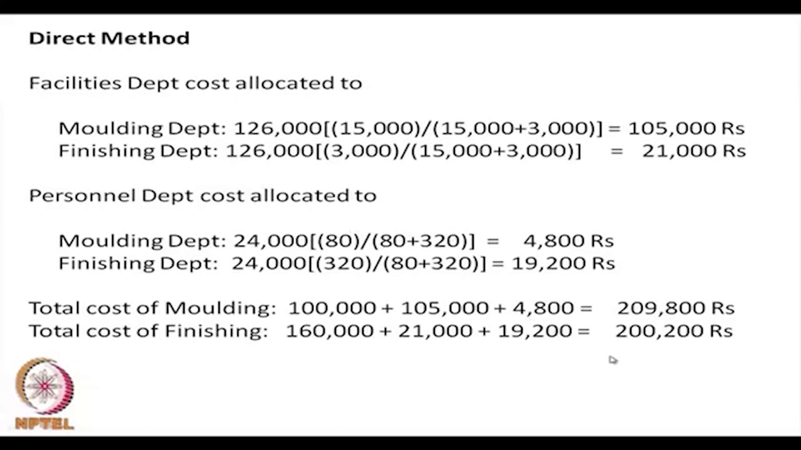Now, this is the way in which the direct method works. As you can see, in the direct method, we do not consider the reciprocal services offered. That means we do not consider in this particular case that a facilities department gives service to personnel department or personnel department gives service to facilities department. We only consider the services offered by each of these two service departments to the final operating or producing departments. In this case, they are molding and finishing.